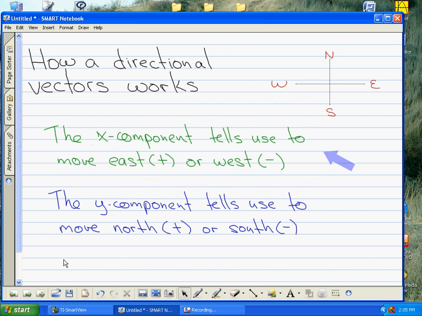So how does the directional vector work? Well, first of all, remember your coordinate system using north, east, south, and west. Notice that west and east are along the x-axis, and north and south are along the y-axis. So the x component tells us to move east if we're positive and west if we're negative. Again, x component, east if positive and west if negative. The y component tells us to move north if positive and south if negative.